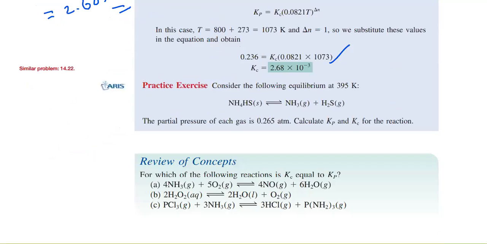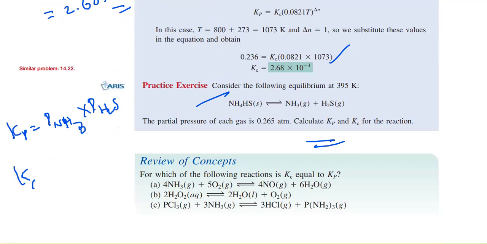Another practice question is given here, you can take it down. Here also the same thing will be repeated. But here first we have to find the Kp value. That value is the partial pressure of NH3 into the partial pressure of H2S. Then after we will find the Kc value by putting the Kp value in the Kc expression. That is, Kc equals Kp into RT power minus delta n.